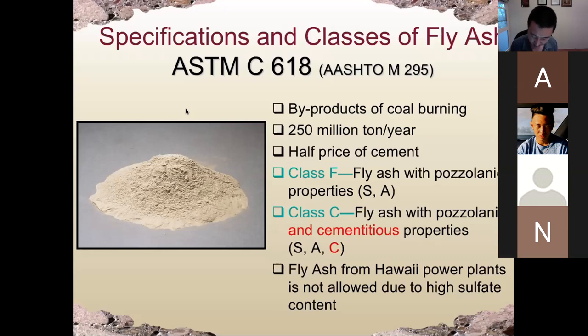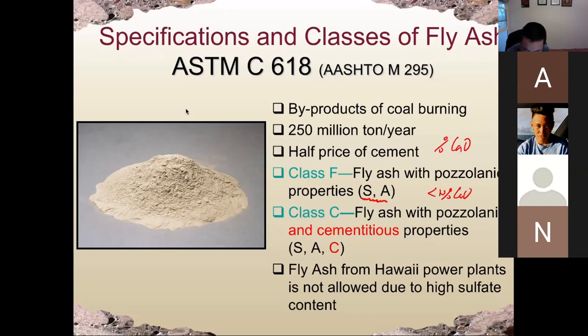And depending on the percentage of calcium oxide, we could have class F fly ash. Class F fly ash has a calcium percentage of less than 10% calcium oxide. Okay. So class F fly ash has pozzolanic properties only, because mostly the chemicals are silica or aluminum.